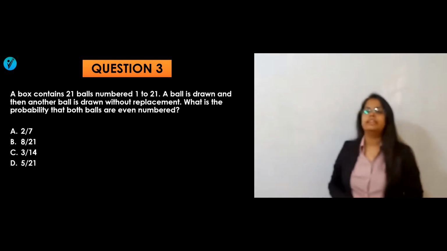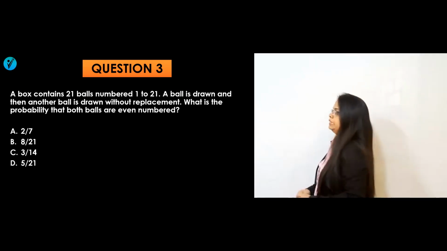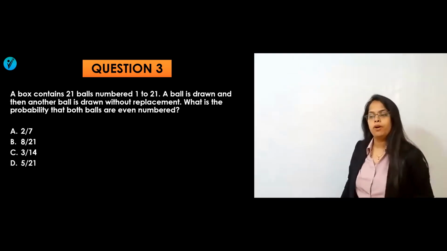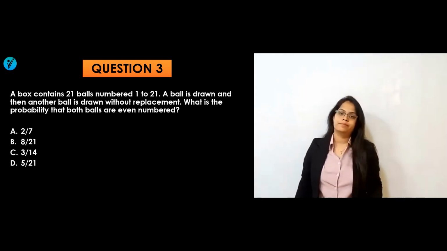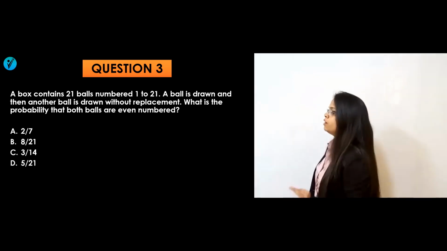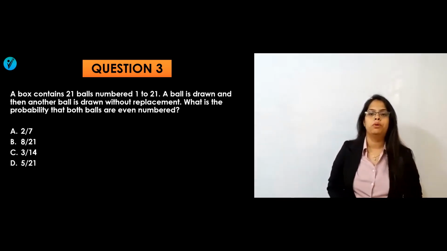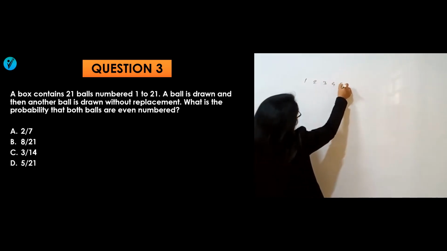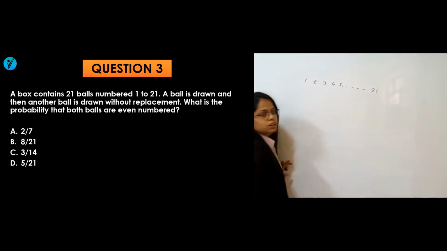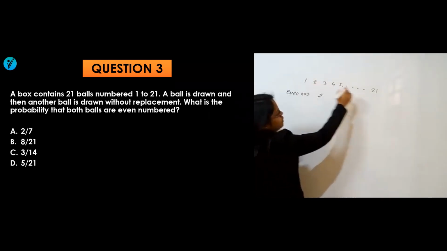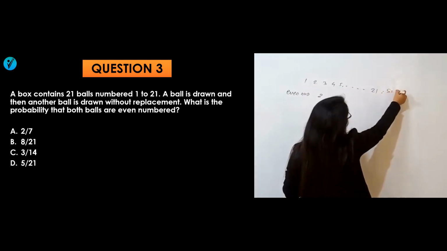Question number 3: a box contains 21 balls numbered 1 to 21. A ball is drawn and then another ball is drawn without replacement. You have to take out 2 balls without replacement. What is the probability that both the balls are even numbers? Total balls are 1, 2, 3, 4, 5 up to 21. What is the probability of an even number? Total number of the set is 21.